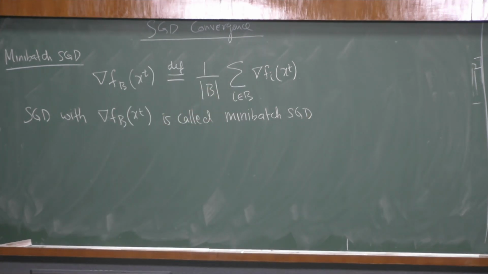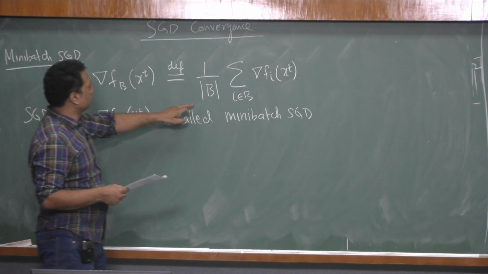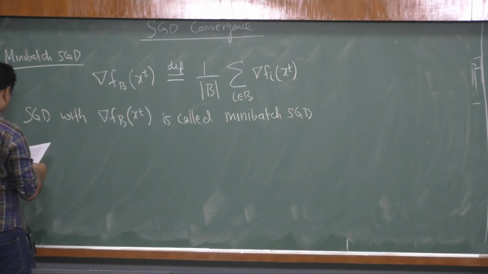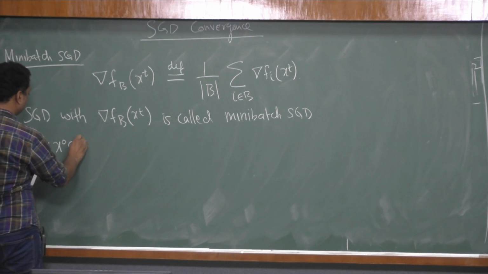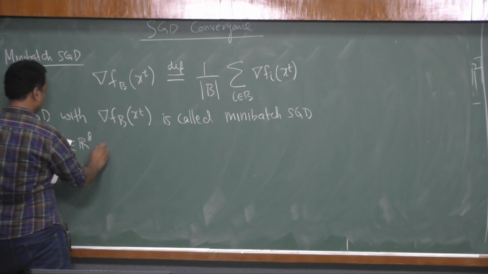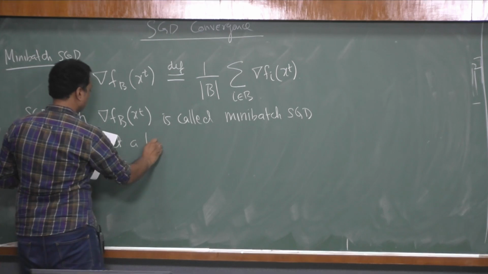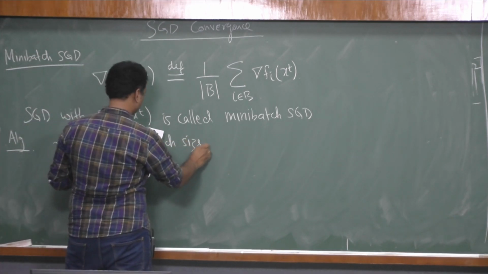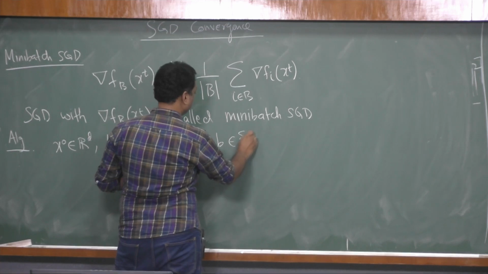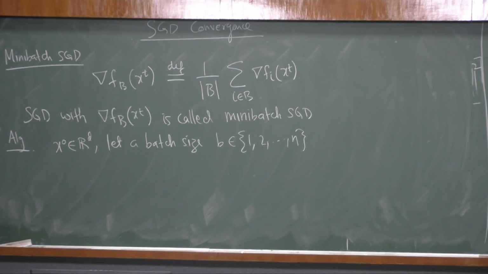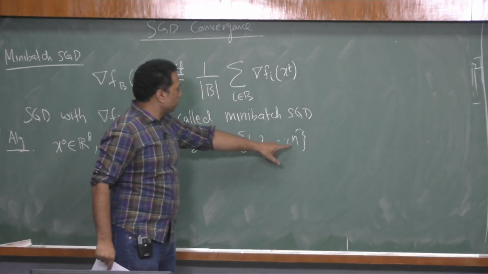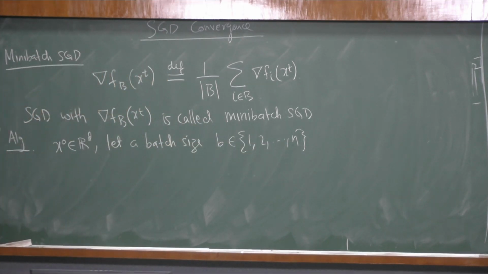So mini batch also includes the case where we took only one sample. Okay, so that will be a special case of that. So the algorithm for mini batch SGD is x naught in R^d, and let the batch size be one of these. So there are, let us say, n samples, then mini batch size could be one sample. You can take two samples. If you take all the samples, then it becomes a full gradient method. Okay, so basically it becomes gradient descent.